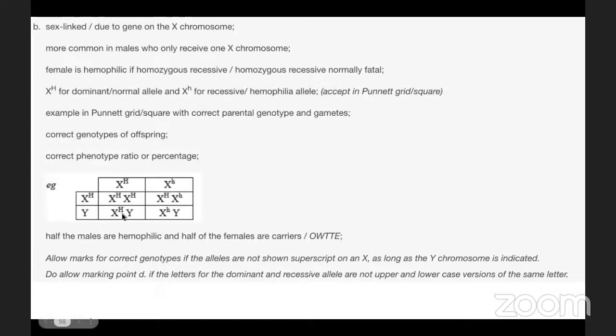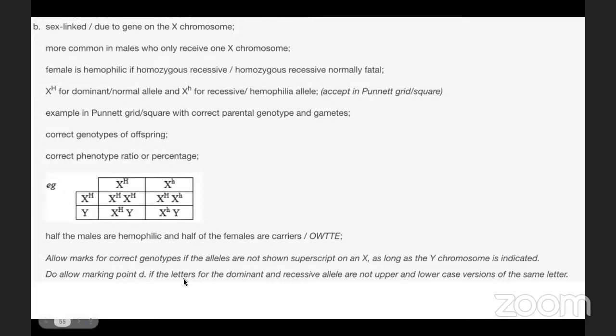Just show the Punnett grid. You're gonna save so much time rather than writing a whole essay. Just show the Punnett grid. And then half the males are hemophilic and half of the females are carrier, OWTTE. I don't think there will be any problem with that.